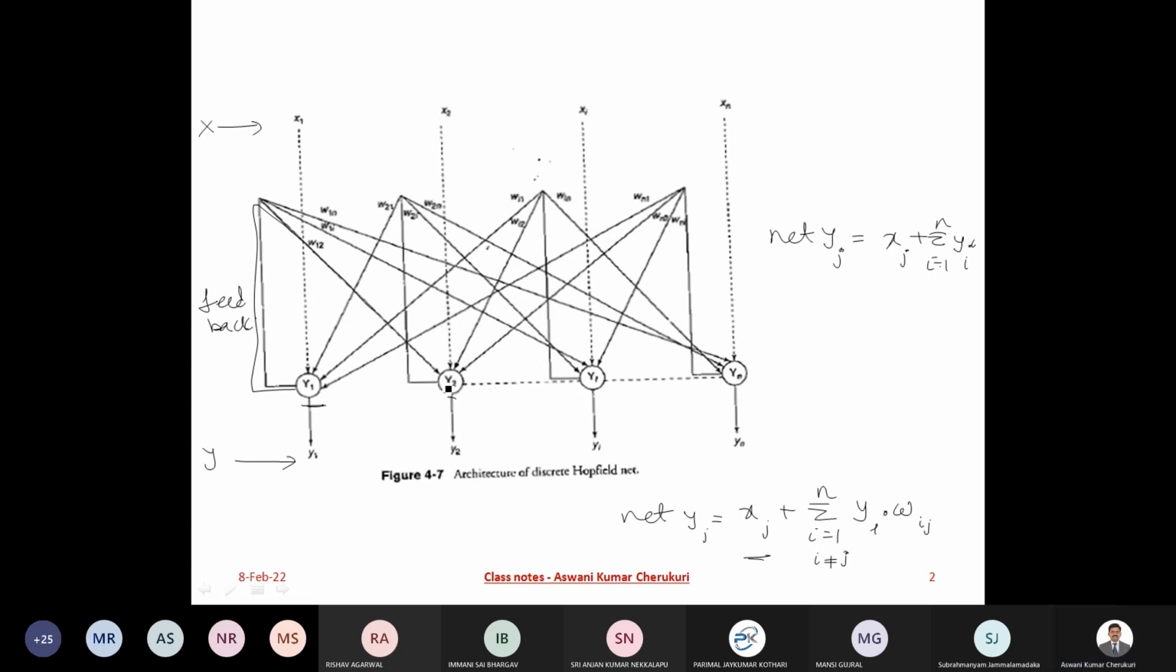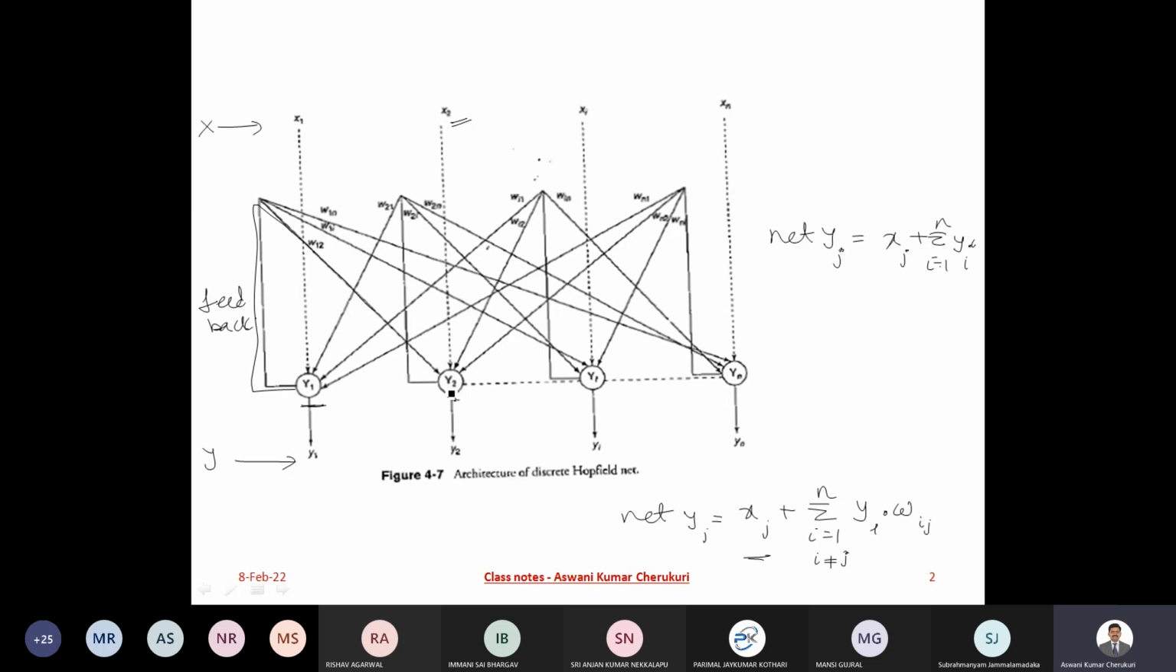Again, I repeat, for those of you who have any kind of ambiguity, imagine you are at, say, take an example, the second node, Y2. For the Y2, what is the net input? The net input is the input that is coming from the X2 node from X, and in addition, whatever the output of the remaining nodes in the Y layer. So what are the remaining nodes in the Y layer? Y1, Y3, Y4, and so on, Yn. And the corresponding connection weight.